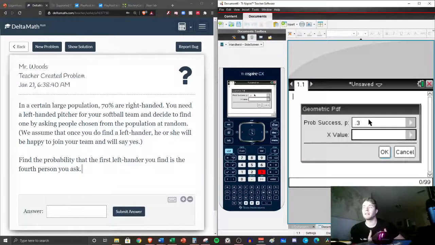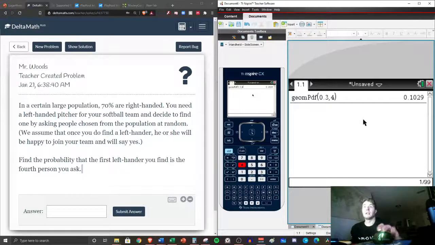So by the first left-hander, it is exactly the fourth person. So we put 4 in here, and there is our answer right there. So when you submit that, it should work. That's how you'll work this one.